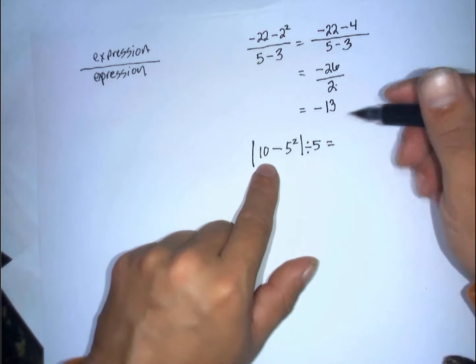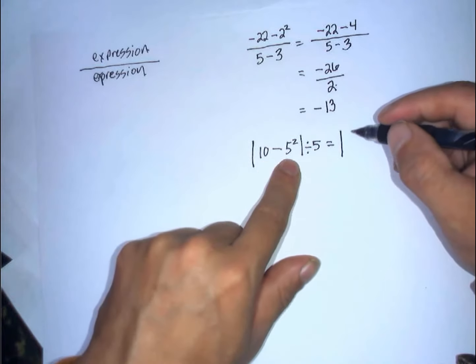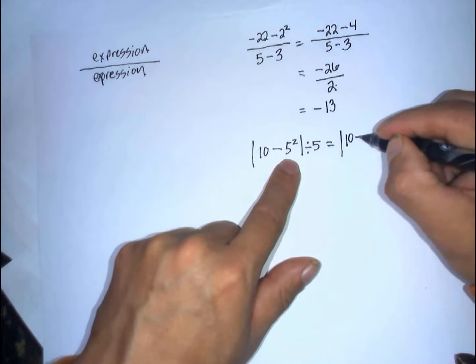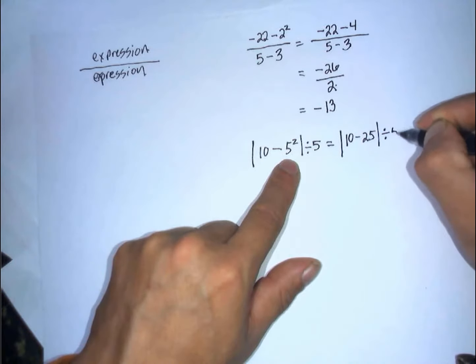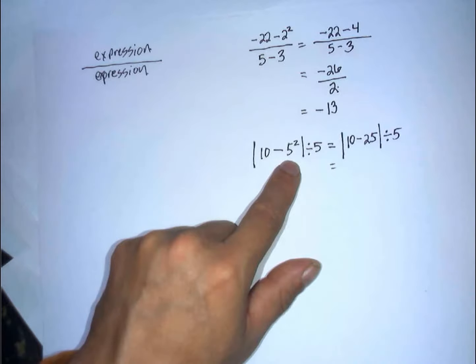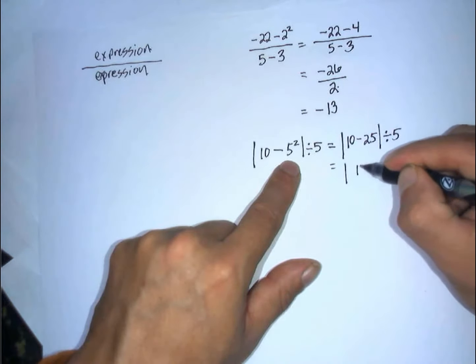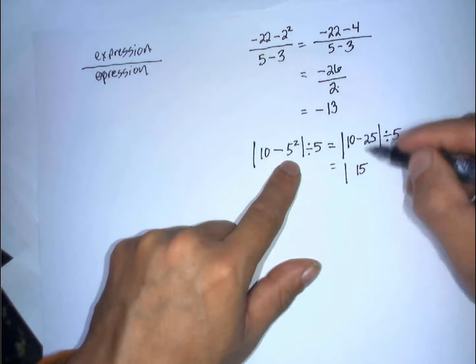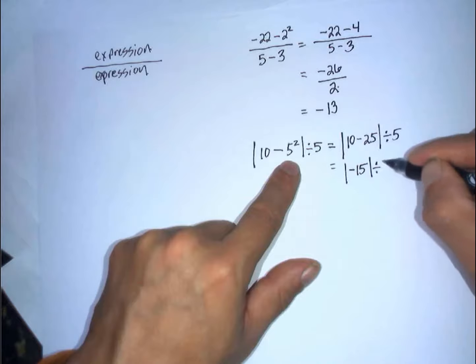Okay, so the first thing we're going to do is what's inside the absolute value bar. That's 10 minus 5 squared, and 5 squared is 25. And then 10 minus 25, that's different signs, so 25 minus 10 is 15, and the bigger sign is negative. So we're going to have the absolute value of negative 15 divided by 5.